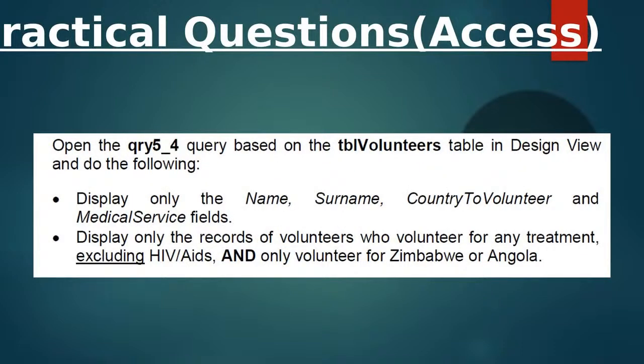This one wants us to display only certain fields. So that's where we put that tick in show. Display only the records of volunteers who volunteer any treatment, excluding HIV/AIDS. Okay, that's also fine. That's going to be a criteria in our fields.